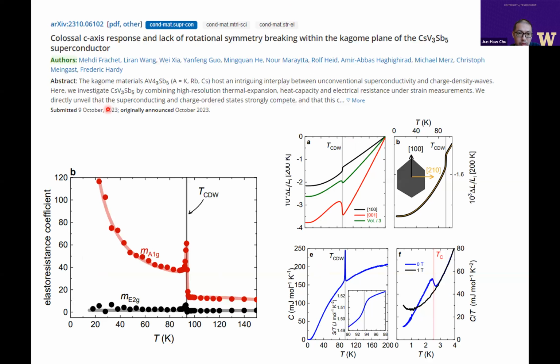There's another paper by the German groups, who also did elastoresistivity measurements and thermal expansion. Their elastoresistivity is also consistent with ours, showing a strong A1G response. They have a slightly different analysis method, and they don't see the peak below the CDW transition temperature in the A1G channel, but the overall behavior is very similar. From the thermal expansion, they also didn't see an additional phase transition above the CDW, and they see a dominant c-axis response, similar to the analysis of pressure and strain dependence of the transition temperature.